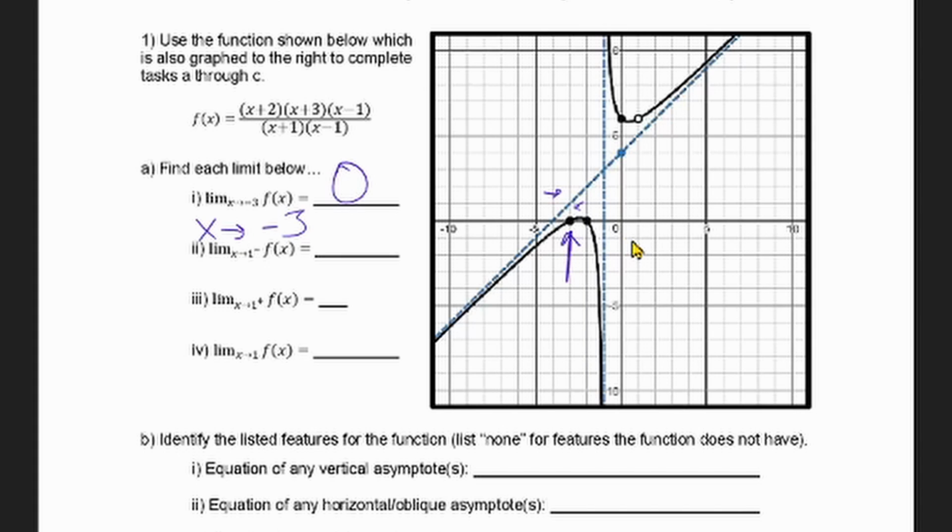Next we're looking at the limit as x approaches 1, and so we go to our x equals 1 line, and from the left it looks like it's approaching y equals 6. From the right, these y values are getting smaller, and they're also approaching 6. So the limit from the left equals the limit from the right, so the limit as x approaches 1 is 6.